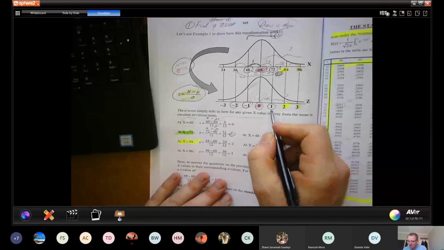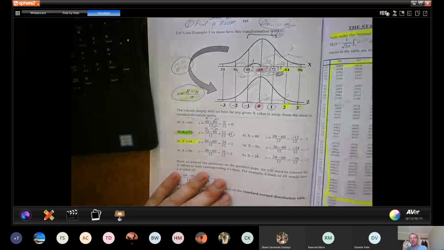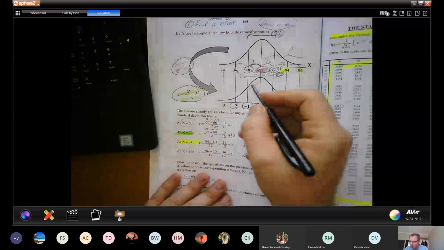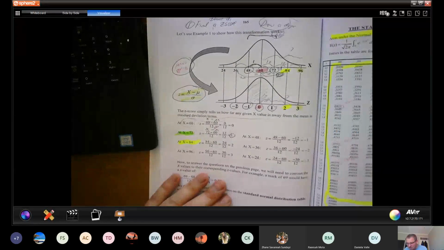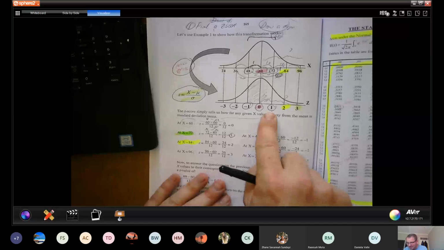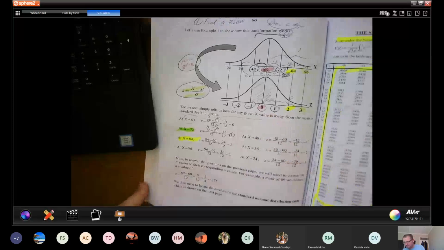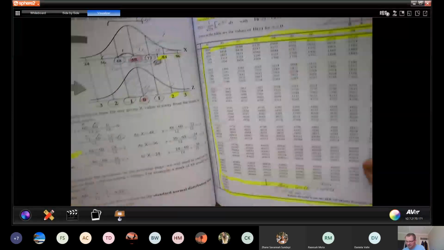So say you didn't know, say I hadn't told you, that this area was equal to 68%. How would you use your table to figure out that this is 68? Well, what you're going to do is this. You'd work out the Z score for 72, and the Z score for 72 is 1. So now you're going to go to your table.